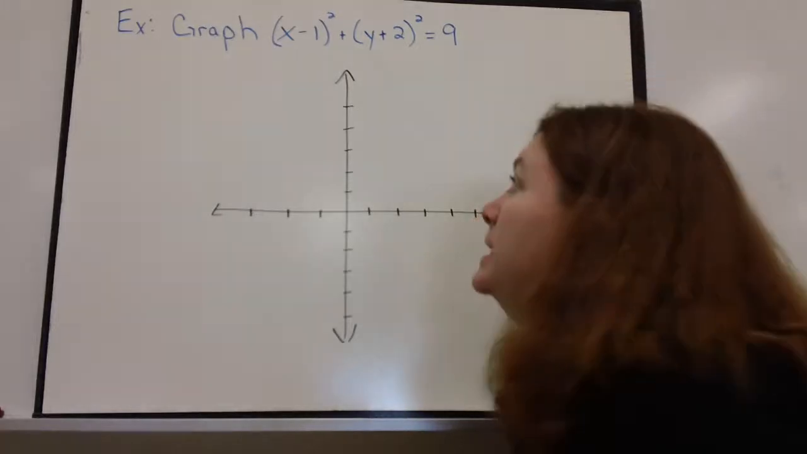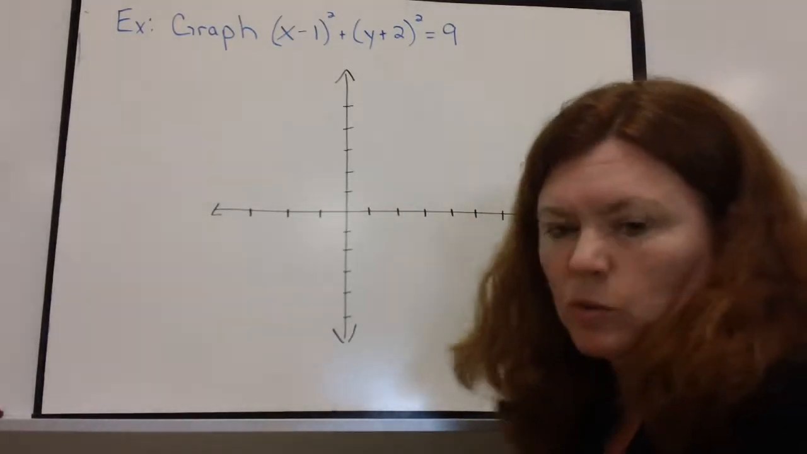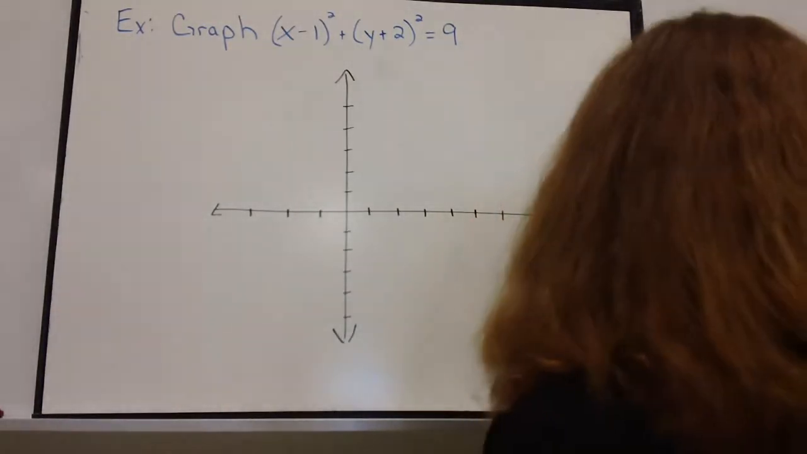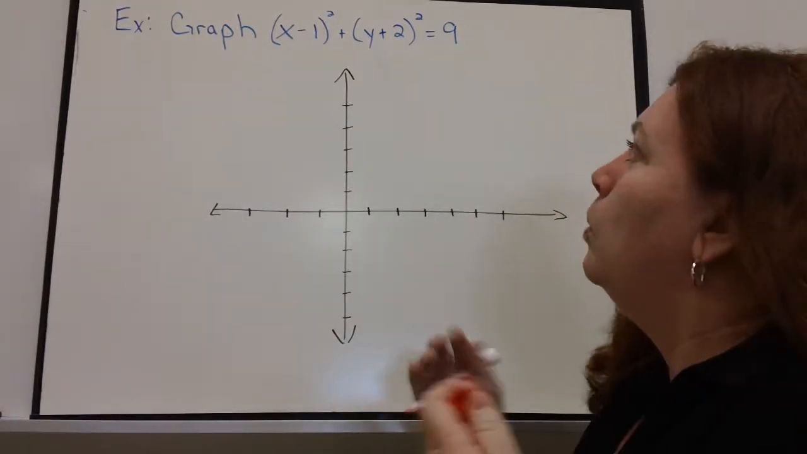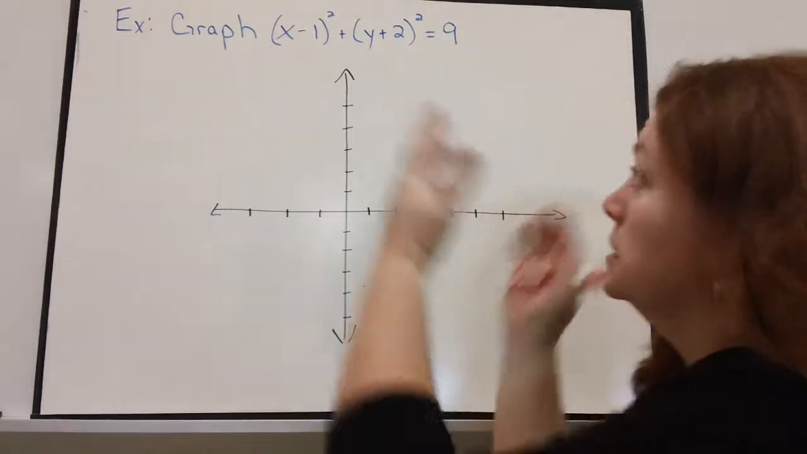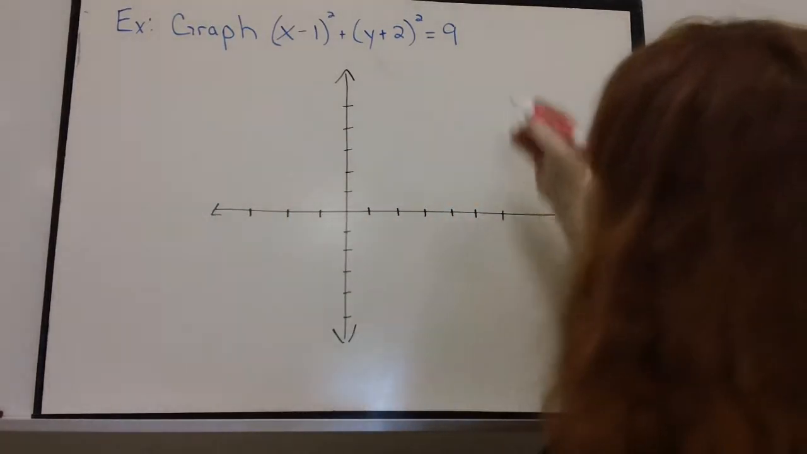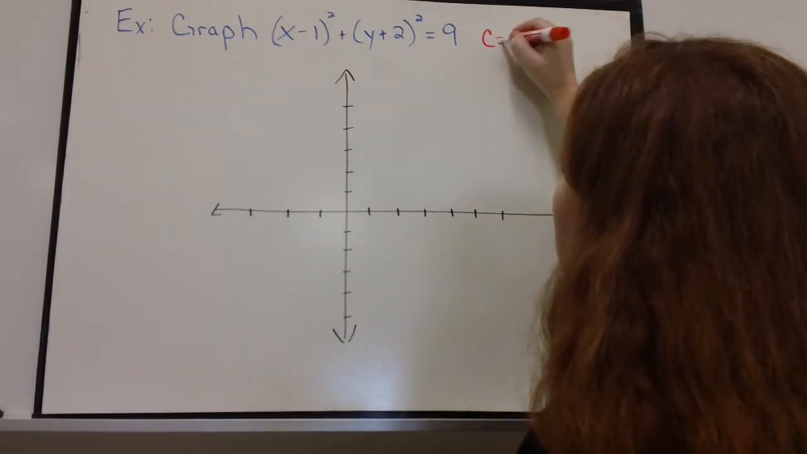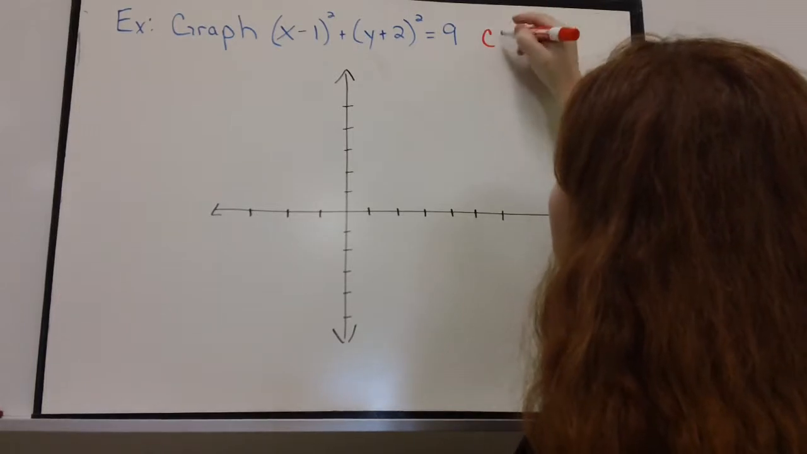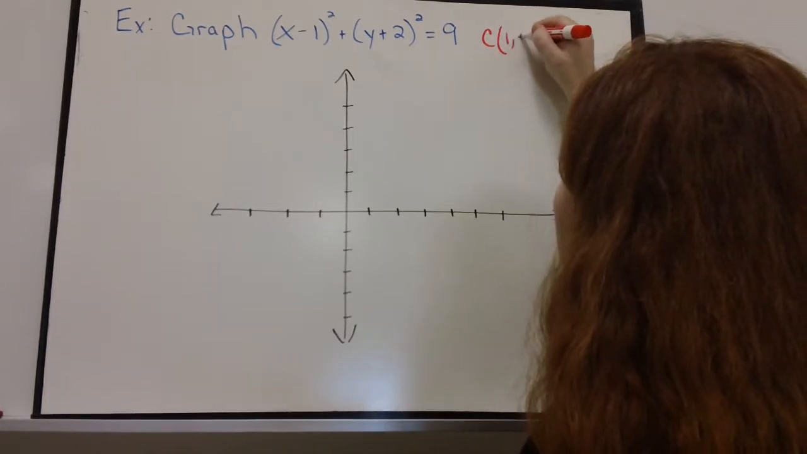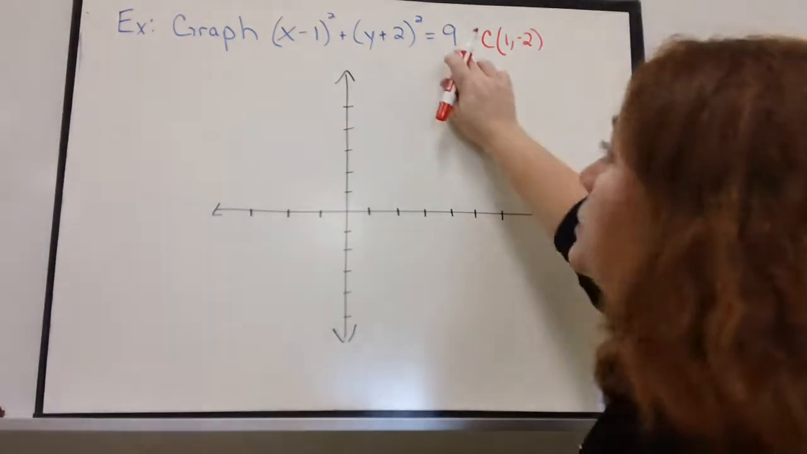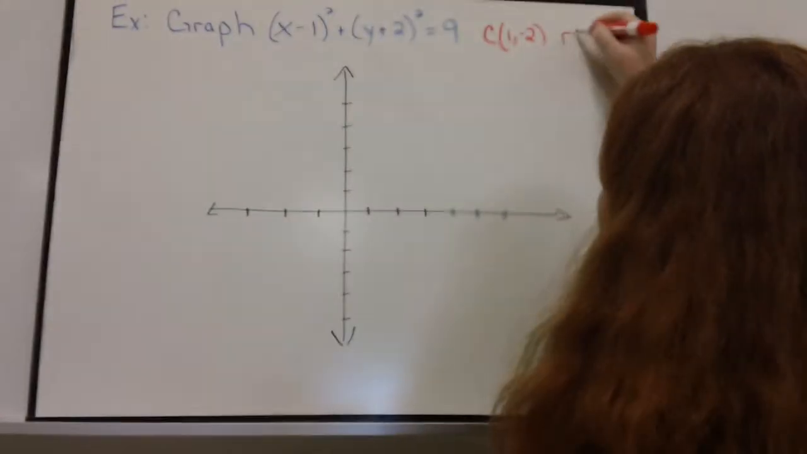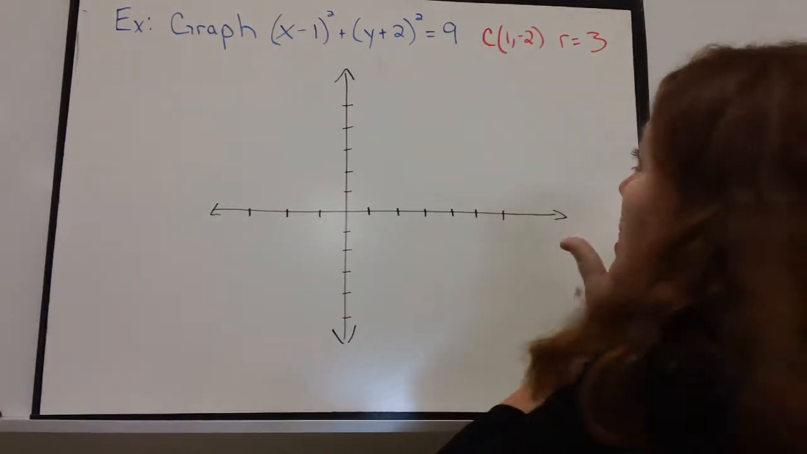And then finally, one last thing that I wanted to do. This equation is in the right form. I don't have to worry about rewriting it, so that's nice. But I wanted to show you what this looked like on a graph. What is my center of this equation, or of this circle? Well, let's see. The center is the point 1, -2. What is my radius? It is the square root of 9, or 3.